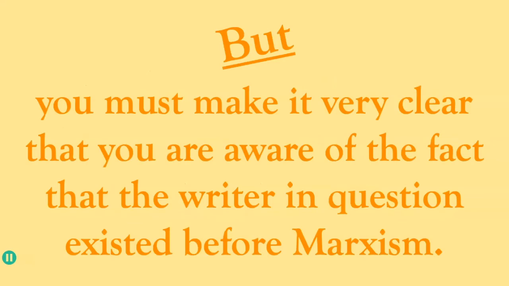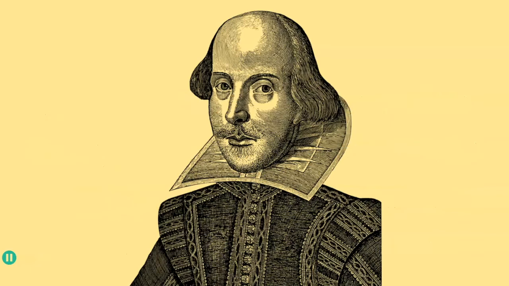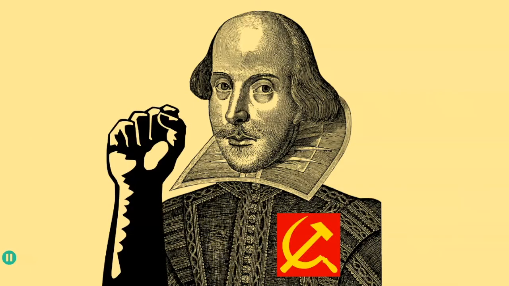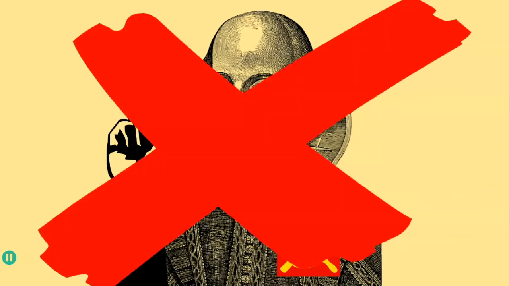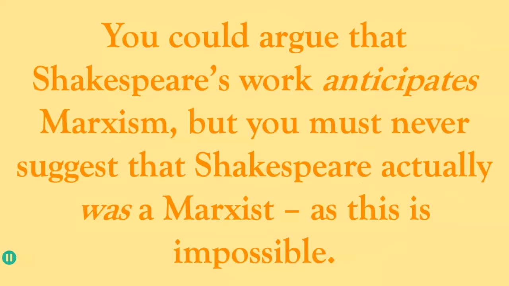But the important point to take away is that you must make it clear that you are aware that Shakespeare, or whoever you're writing about, existed before Marxism. Ensure that your writing never ever implies that Shakespeare actually was a Marxist, or that his works are knowingly interacting with Marxist concepts as they were defined by Marx and Engels. You might believe that Shakespeare's work anticipates Marxism. You might even suggest that he was a proto-Marxist, which means someone who promoted Marxist ideas before the philosophy existed. But you must make sure that you never suggest that he actually was a Marxist, as this is impossible.